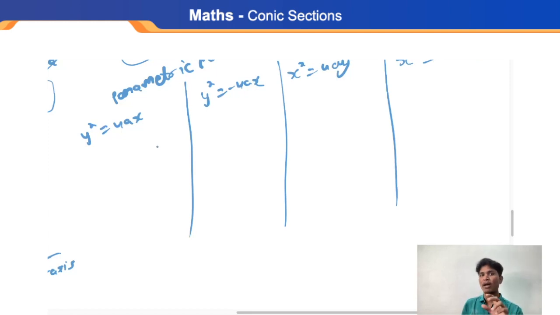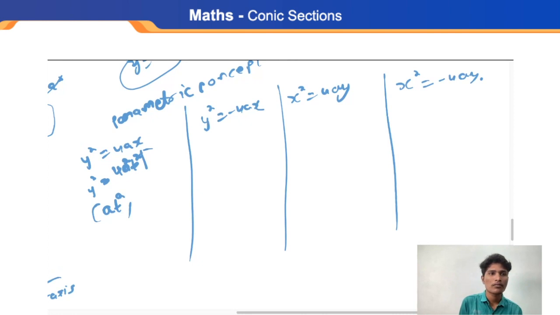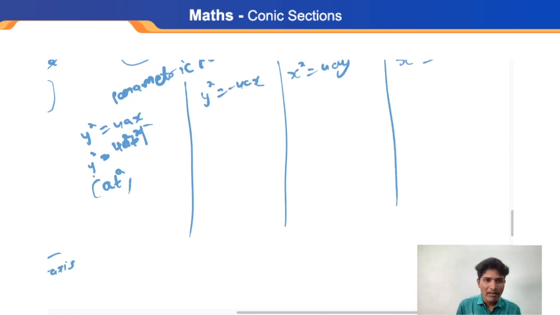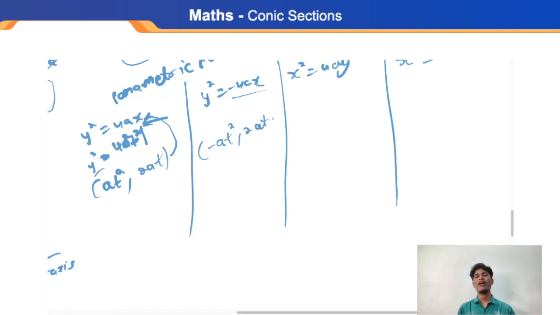So what I said for the parametric concept, we substitute the value of x and get the value of y. If I substitute x as at square, y square becomes 4a square t square. So if you observe very carefully, I can get y value as 2at. So (at square, 2at) is the parametric coordinate for y square equal to 4ax. And here if I substitute minus at square, I can get 2at, because I have to make this positive, since a square cannot be negative. So (minus at square, 2at) is a parametric coordinate.